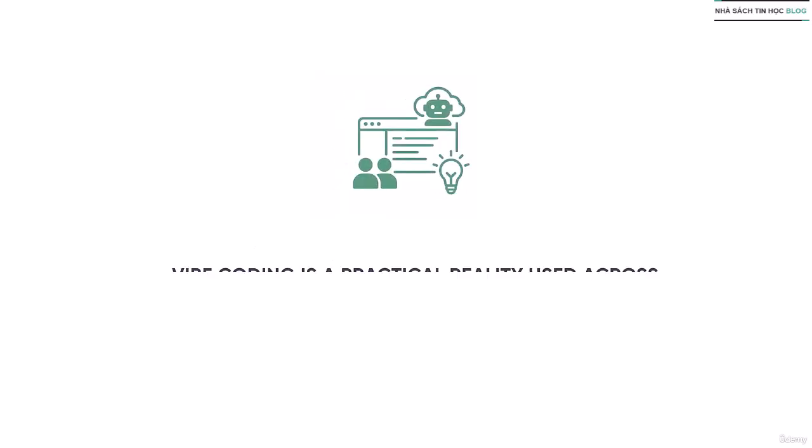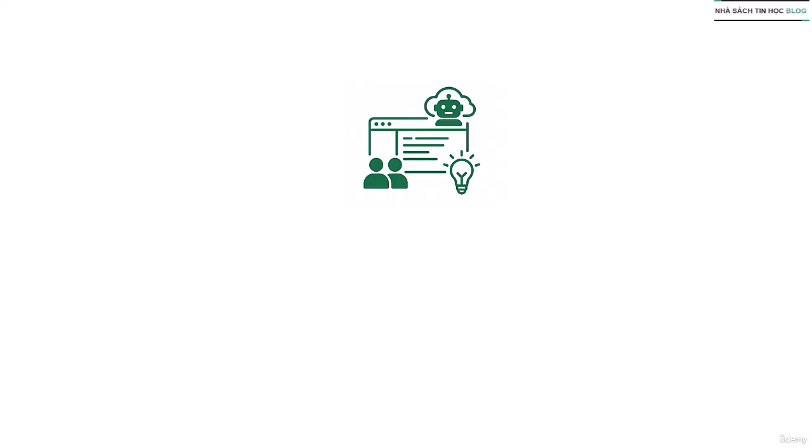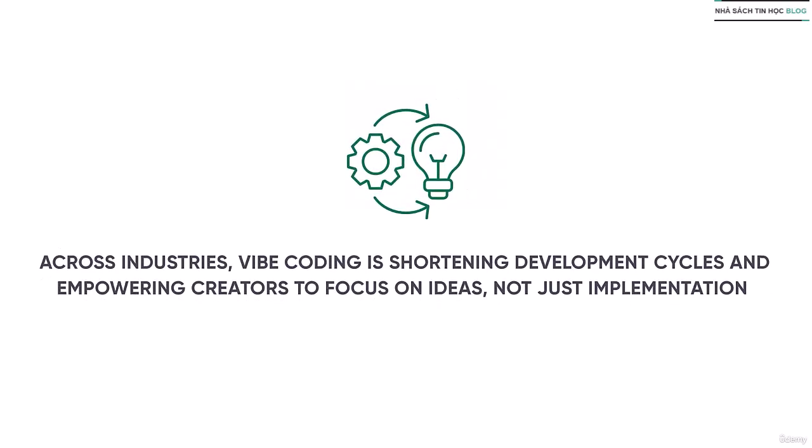So, in summary, vibe coding is a practical reality used across the industry to enhance productivity and creativity. It is not about replacing developers, but about augmenting their capabilities and allowing them to build faster, innovate more freely, and focus on solving higher-level problems. So, the recap is: across industries, vibe coding is shortening development cycles and empowering creators to focus on ideas, not just implementation.